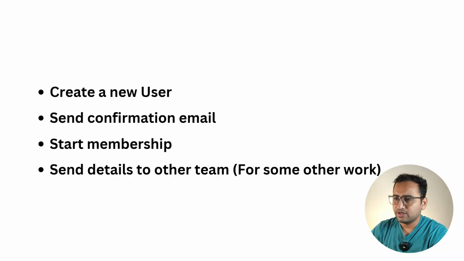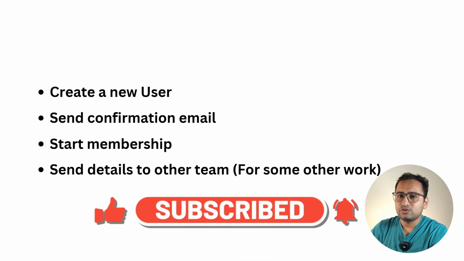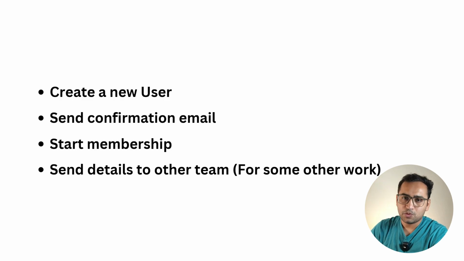For example, we are working on an application and there are a few things that we are doing. First, let's say I'm creating a new user. After creating the user, I'm sending a confirmation email. And let's say there is a concept of membership on my website, similar to Netflix, YouTube and others, where you can buy the membership per month or per year based on some amount. So on my website, let's say I want to start this membership also. Then at the end I want to send the details of this new user to some support team or other team, so that they can talk to that user in person or over a call and do some other stuff.